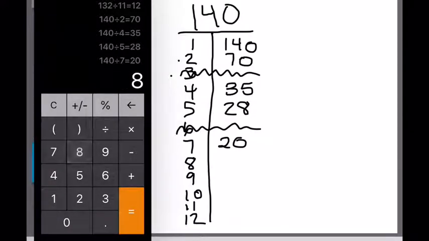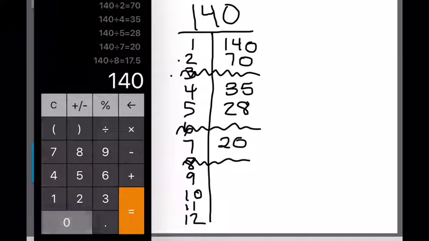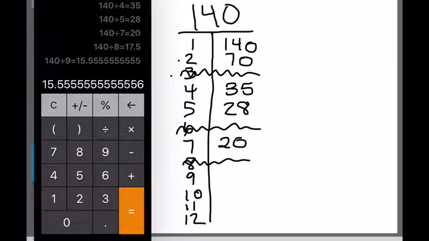140 divided by 8 equals 17.5. If there's a decimal, it's not a factor. So 8 is not a factor of 140. 140 divided by 9 equals, again, we get a decimal. If there is a decimal, it is not a factor. So 9 is not a factor of 140.